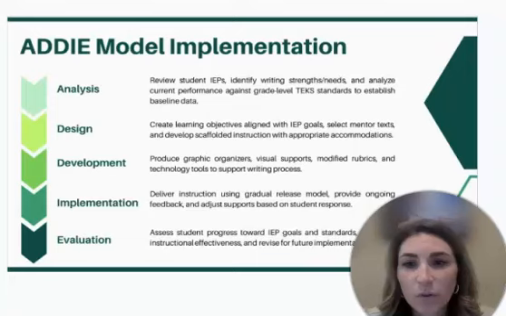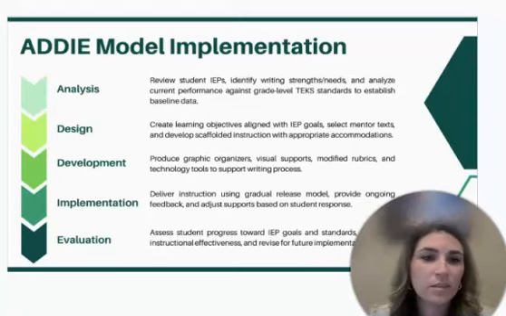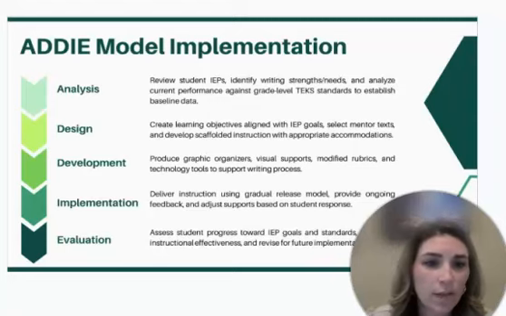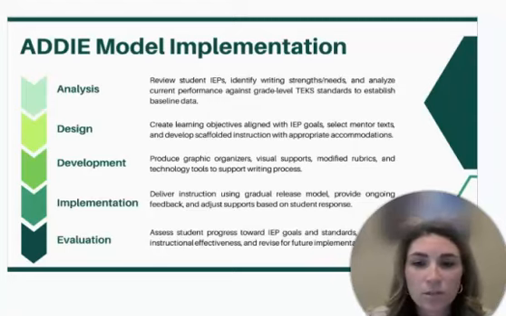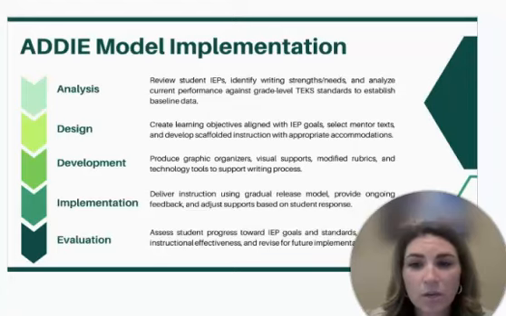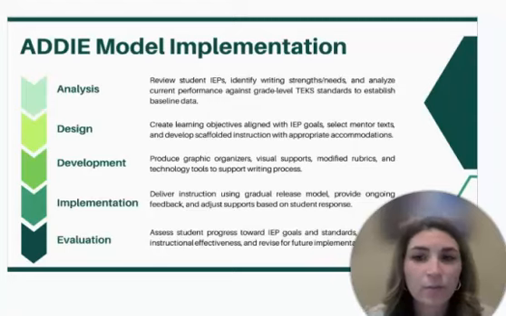In the design phase, we're going to align the objectives with IEP goals and select engaging mentor text to focus on. The development is going to then focus on creating supports such as graphic organizers, visual aids, and other tech tools to help students engage deeper in their writing. Our instruction then is going to be delivered using a gradual release model with ongoing adjustments. And finally, we're going to evaluate these students and their progress using data and reflection to inform any of our future instruction.